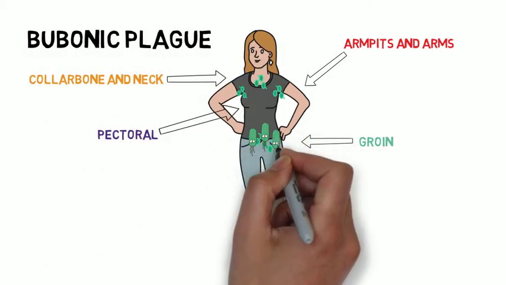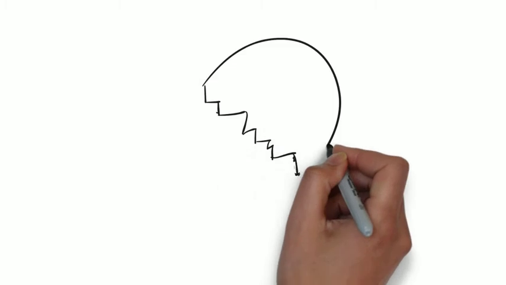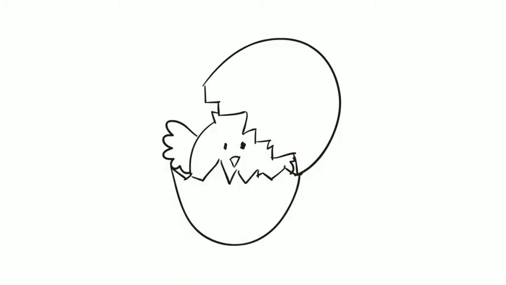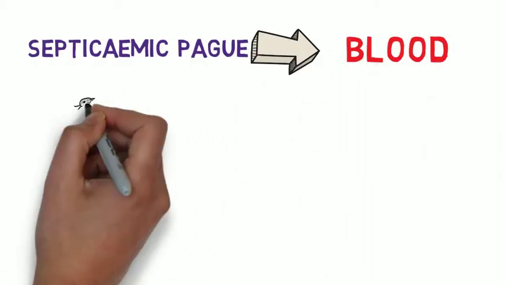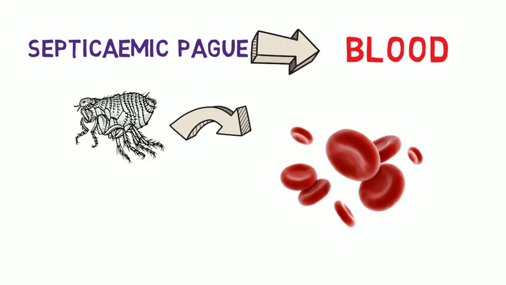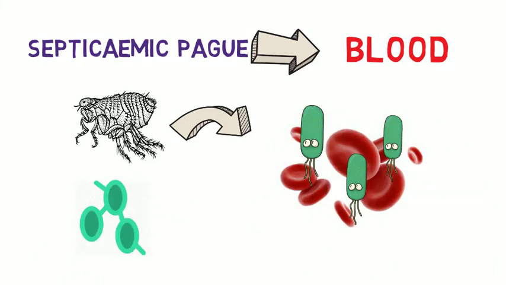In bubonic plague, Yersinia pestis infects the lymph nodes and can make them swell to the size of a chicken egg. This can cause lymph nodes to break and spread the infection. Septicemic plague is an infection of the blood. It can develop from a flea bite or spread from untreated bubonic plague.